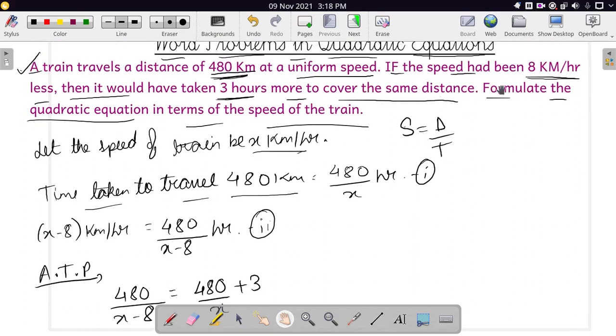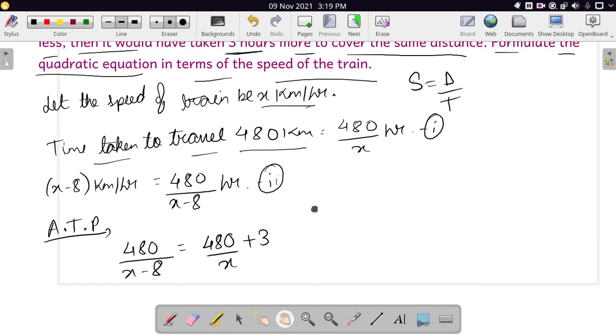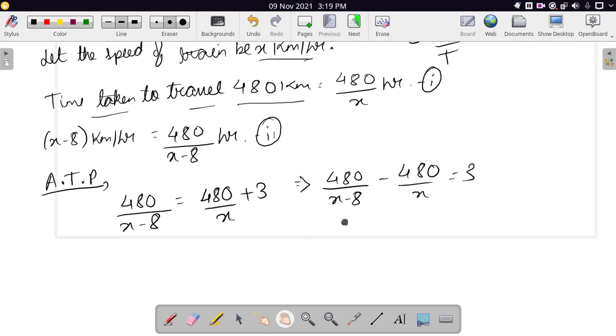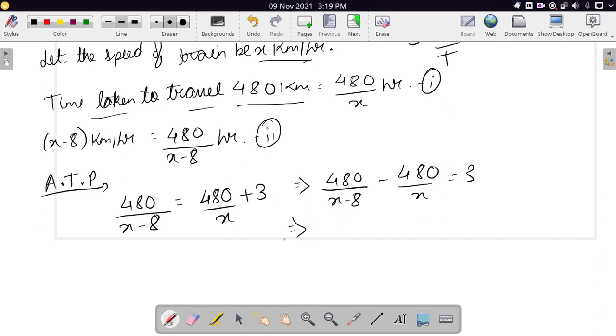It's saying that if the speed had been 8 km per hour less, then it would have taken 3 more hours to cover the same distance. So this is the new time. Now let us solve this: 480 by x minus 8. Now it's very easy, we can just solve it using what we have learned in our previous lectures. The main thing about word problems is that we need to understand the entire question and formulate the equation properly. The formulation of the equation is very important. After we are done formulating the equation, the rest of the part will be very simple.